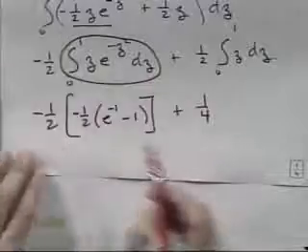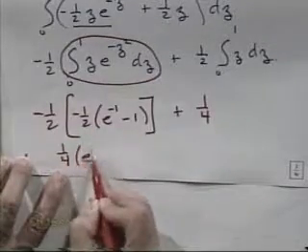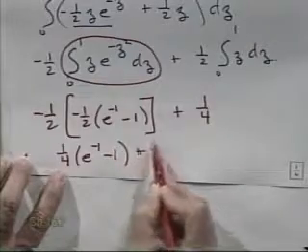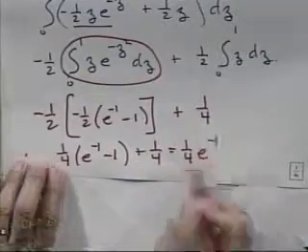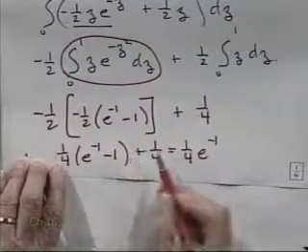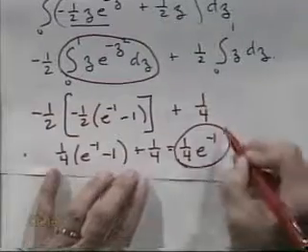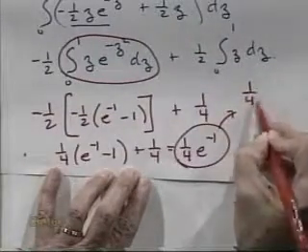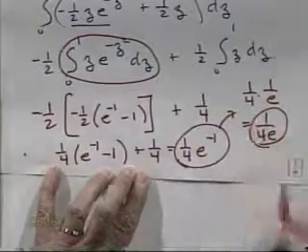So let's see what we have here. We have minus a minus is a plus. So I have 1/4 e to the minus 1 minus 1 plus 1/4, which equals 1/4 e to the minus 1 minus 1/4 plus 1/4. They cancel each other. So this is my final answer. And your book likes to do this. They say e to the minus 1 is 1 over e. So I could write the answer as 1 over 4e.